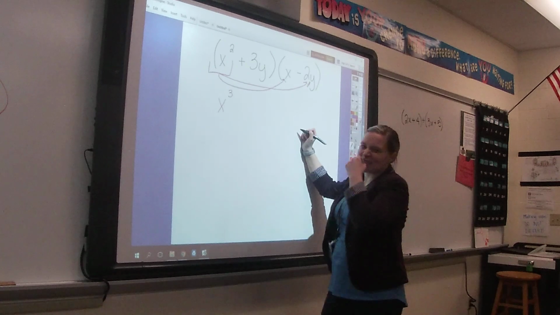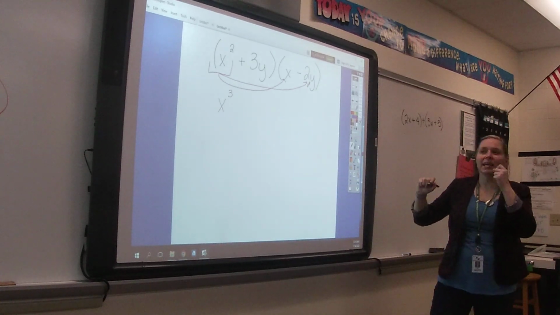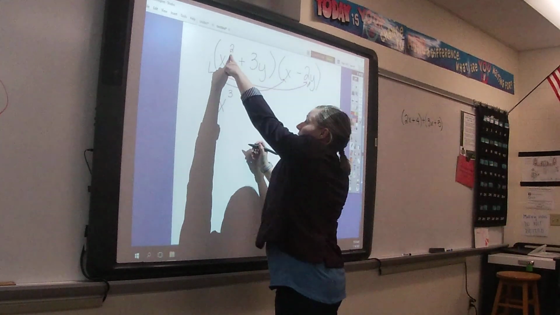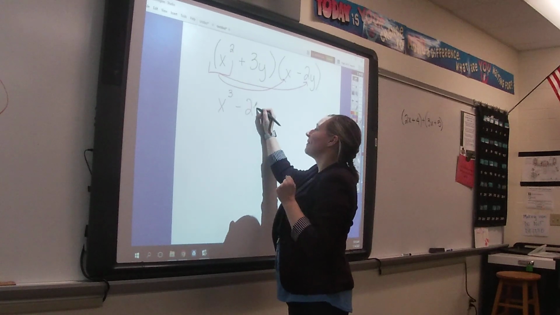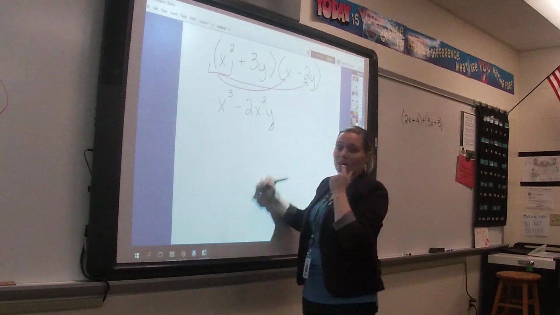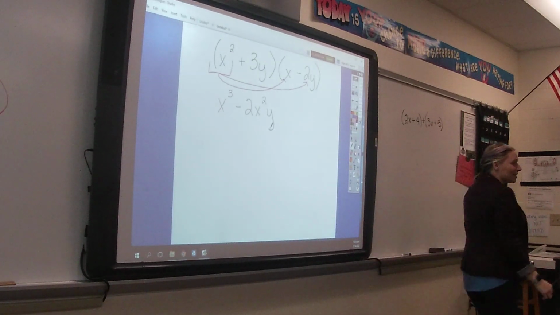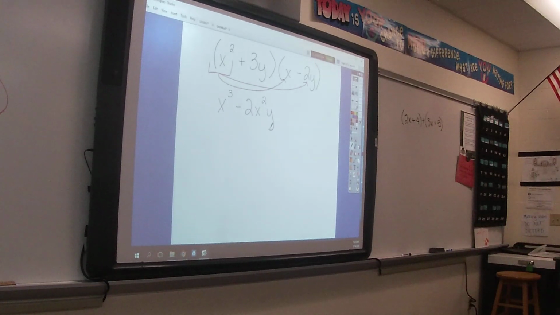Then negative 2y times x squared gives us negative 2x squared y. Does it matter that one has an x and one has a y? Nope, they all just go together.